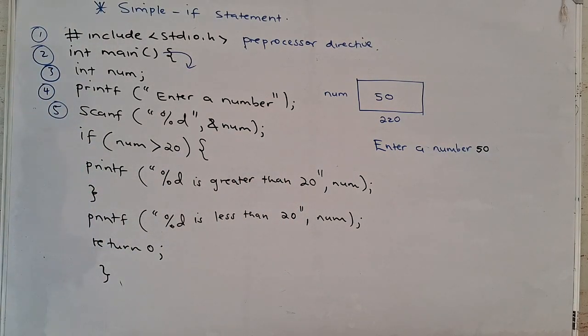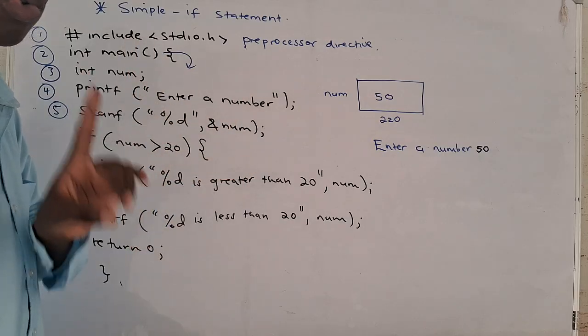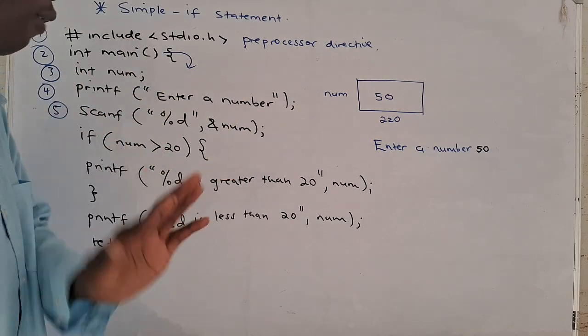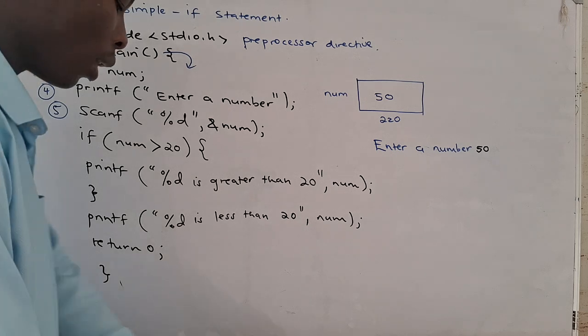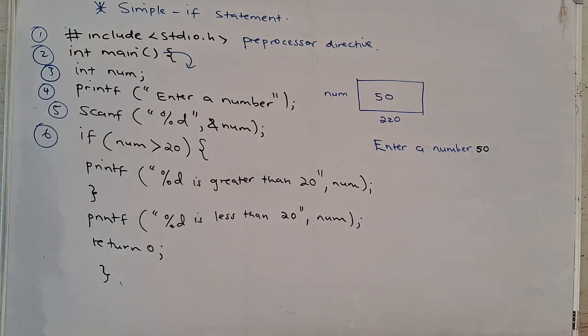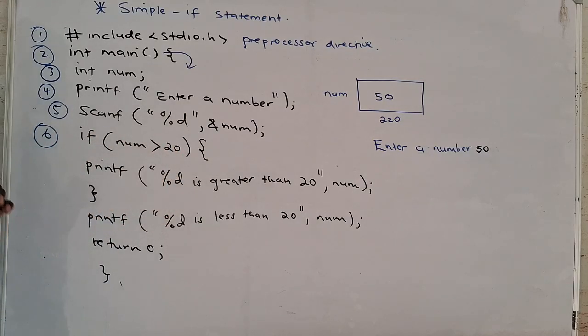What is a variable? A variable is described as a container. It is used to store data items. It is used to store a value. This is over. Now let's move on to statement number 6. This is a conditional statement. If num is greater than 20, what will happen?